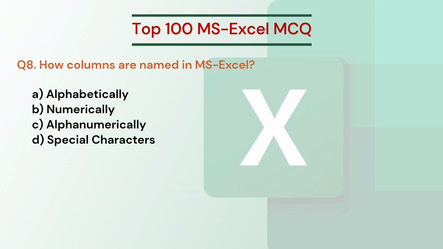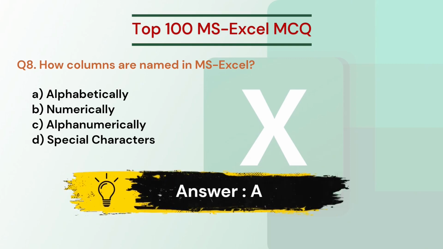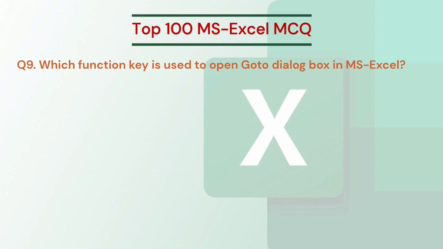How are columns named in MS Excel? A. Alphabetically. B. Numerically. C. Alphanumerically. D. Special characters. Correct answer is A. Alphabetically.